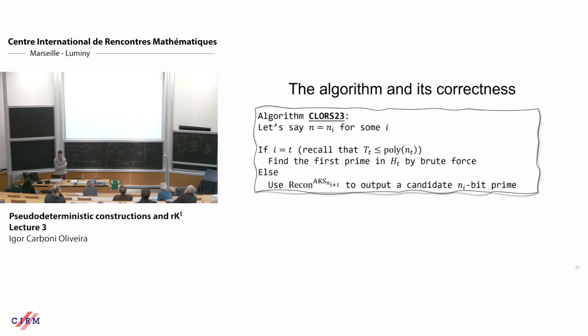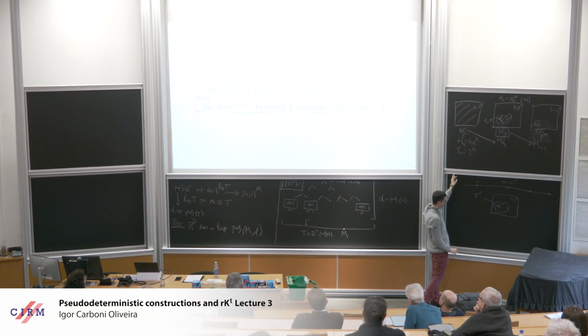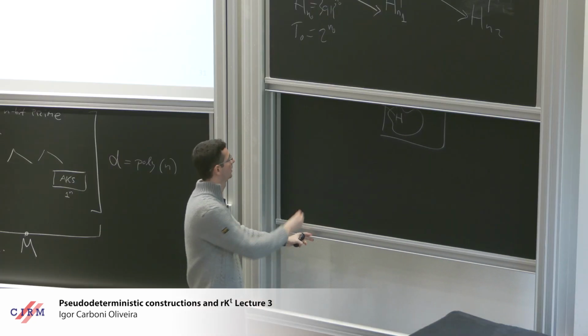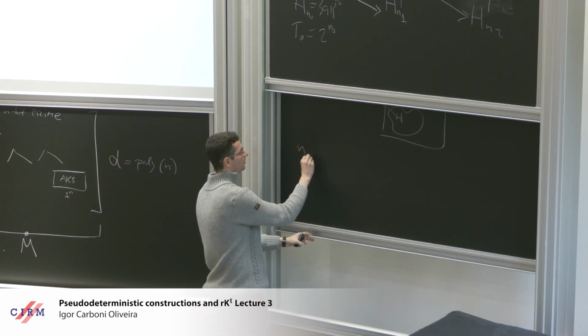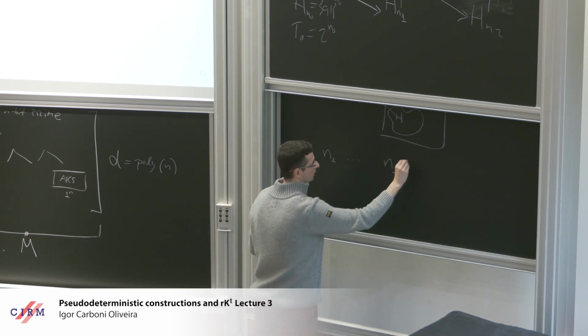Okay, so here's the final procedure. The first thing we do is we partition the inputs, the input lengths, into blocks. So we have some n0, some n1, some nt.